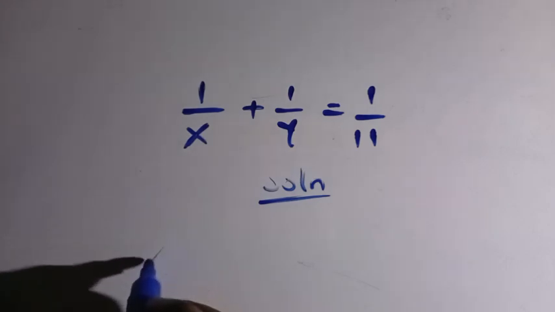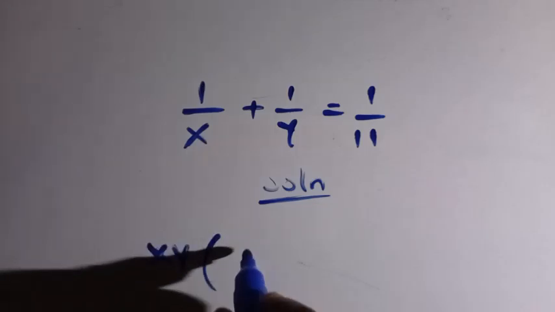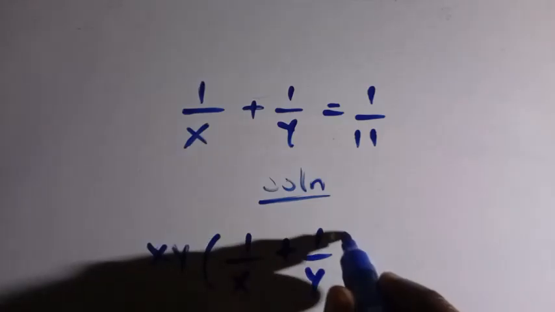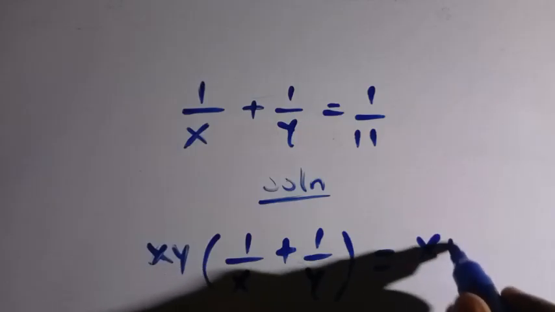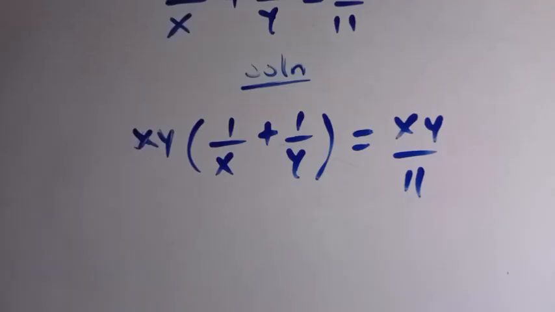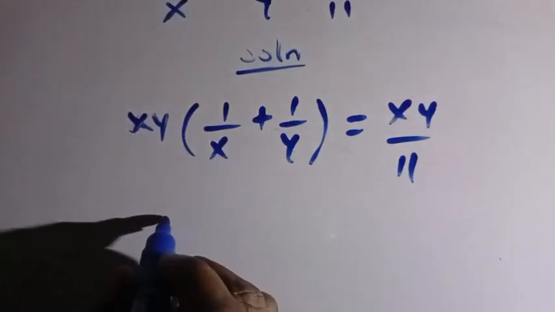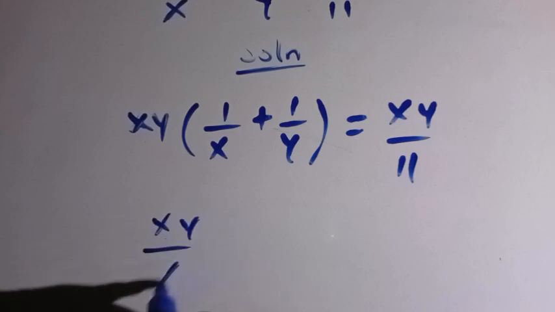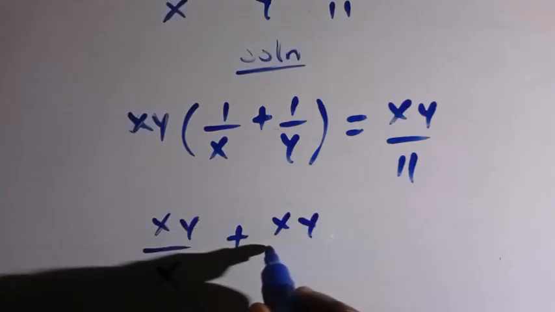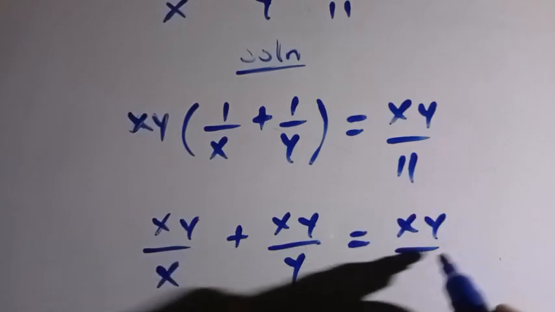So at the left hand side we have xy. So when xy multiplies the whole of this, we have 1 over x plus 1 over y. So this equals xy divided by 11. Then when we expand this out, we have xy times 1, that is xy over x, then plus also xy over y. This equals xy over 11.